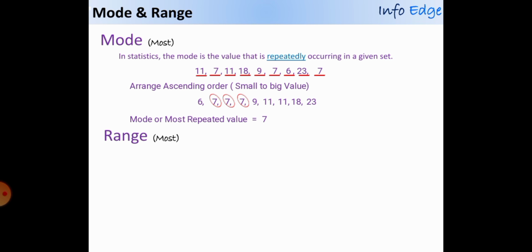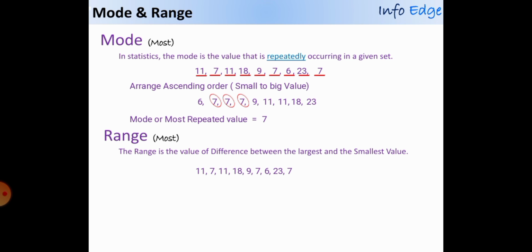Then we'll see how to calculate the range. The range is the difference between the largest and smallest observed values. So for the set of values, we have to see the difference between the highest and lowest.